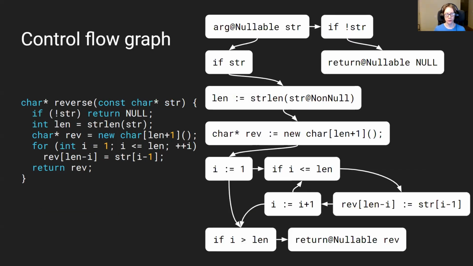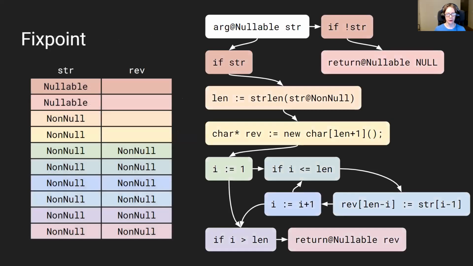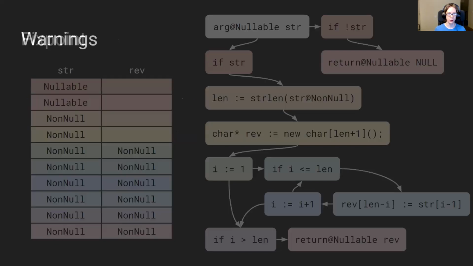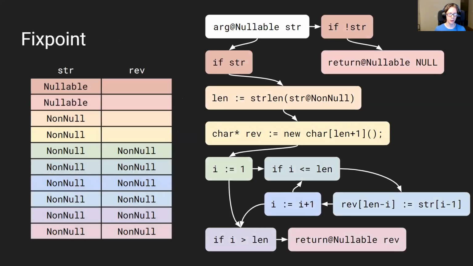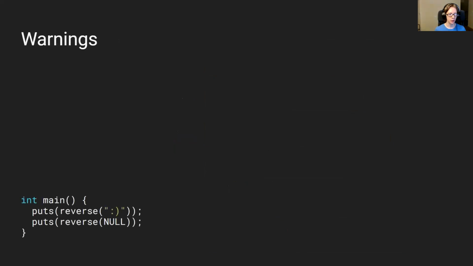So again, in order to analyze this, we construct a control flow graph, and then we calculate the fixed point by following this control flow graph using the abstract semantics of the language, and we find this. So for instance, for the reverse function, our str parameter could be nullable in a couple of places. At the beginning of the function, where before we've checked to make sure that it is non-null. And then for all the rest of it, we determine that both of our local variables that are pointers are actually non-null. So that's just kind of an intro.